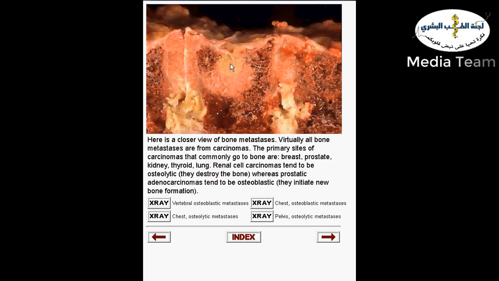Mets usually go to the axial skeleton most of the time, the hips, the vertebrae, and the ribs. But it can also metastasize elsewhere. It's not a rule. What are the most common tumors that metastasize to the bone?